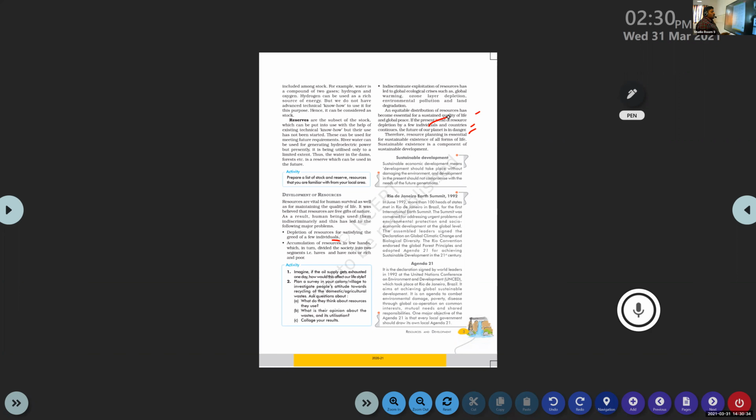Some people or some countries are utilizing the resources. That people can create a problem for the entire planet. So resource planning is essential for the sustainable existence of all forms of life. Sustainable existence is a component of sustainable development. Underline. Sustainable existence. Not only we people, other people also want to live in the society. The next generation also wants to lead a good life in the society.